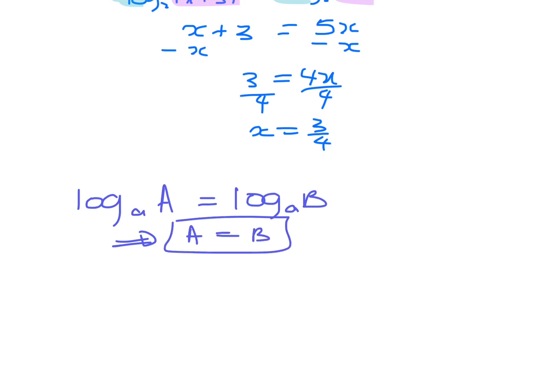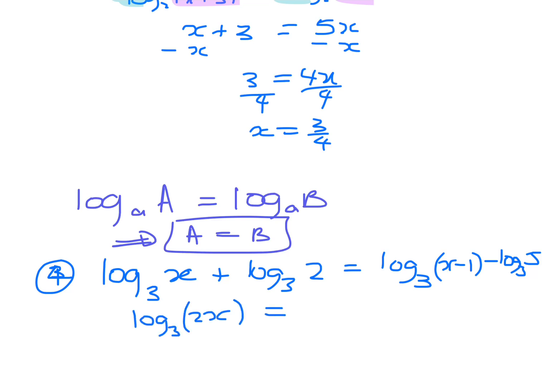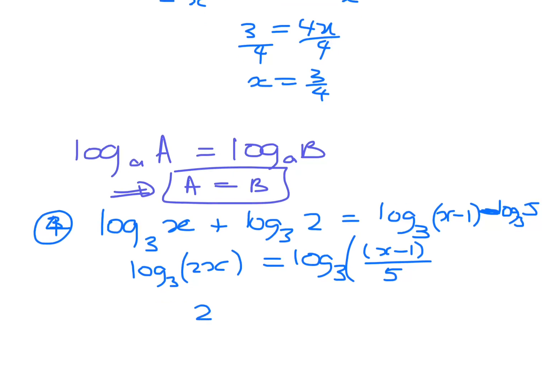So we might just look at another one like this, number 4. Let's go log 3 of x plus log 3 of 2 equals log 3 of x minus 1 minus log 3 of 5. If we group these together, that would be log 3 of 2x equals log 3 of x minus 1. Because it's minus in the middle there, that will be over 5. So those two logs will be equal. So 2x equals x minus 1 on 5.